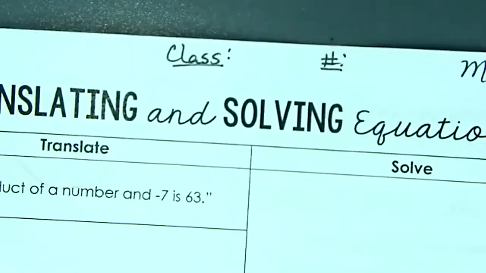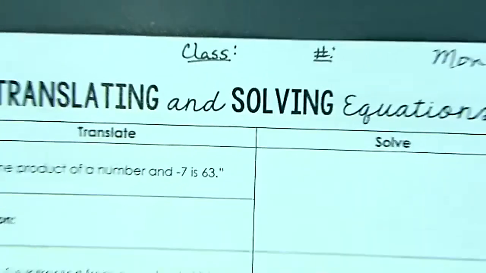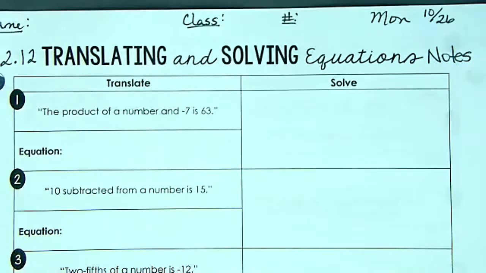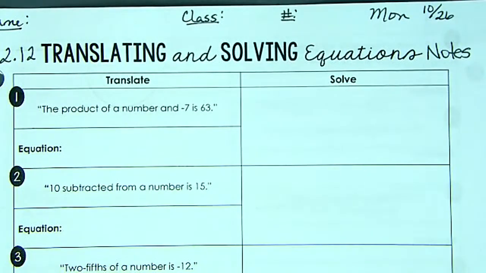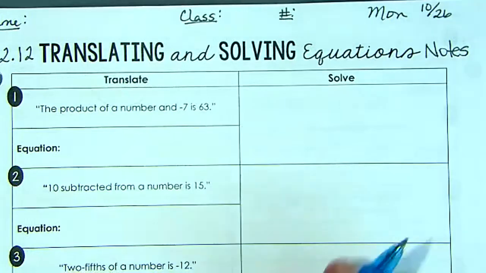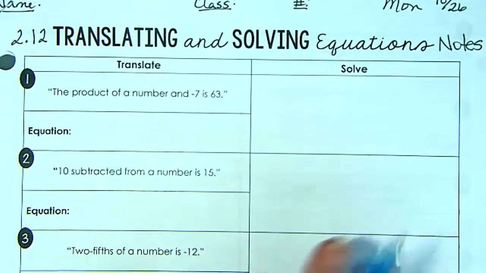All right, here we go, guys. So today we are going to talk about translating from words to the symbols. This is 2-2, translating and solving equations. So here we go. We're going to just work some examples. We've already kind of done translating expressions where some of this should be visible.